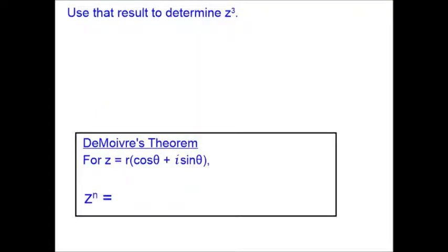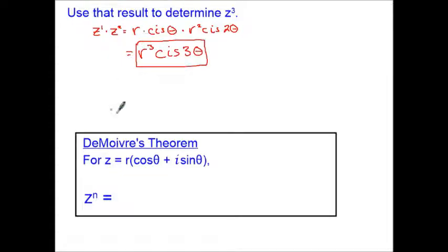Alright, so let's use that result to determine z to the third. Hopefully you've already got this figured out, but for the argument's sake, z to the first times z squared is going to be r times cis theta, that's my z to the first, and z to the second we just figured out is r squared cis 2 theta. Doing the same basic logical argument, I get my r and my r squared. That's going to give me r to the third, and then I'm going to add my angles. In this case, I get a theta and a 2 theta, and theta plus 2 theta gives me 3 theta. Hopefully if you didn't see the pattern already, you see it now.